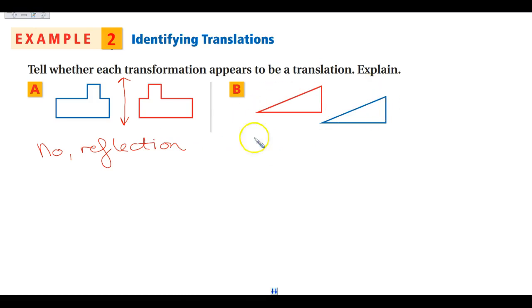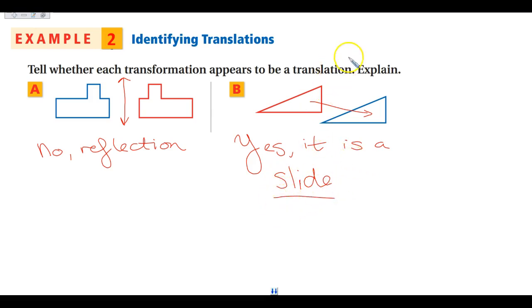All right, so let's take a look at B. If we go from either red to blue or blue to red, this just slid over, which is what our translations are. So yes, it is a slide. And remember that we're only going to use the slide terminology when we are doing questions like this. Every point has slid over the exact same amount. But beyond questions like this, please make sure you do not use the word slide, you use the word translation. Again, any questions, go ahead and write those down now.